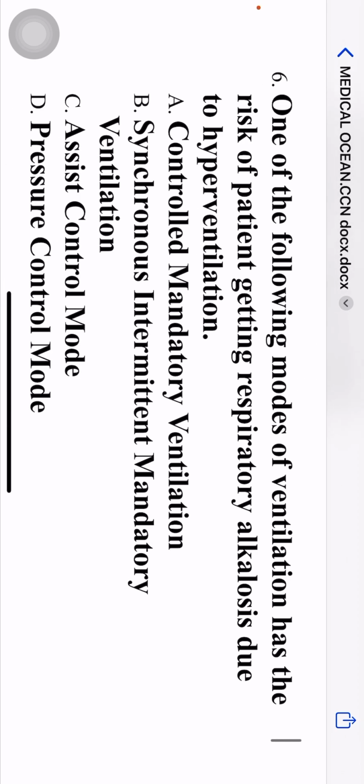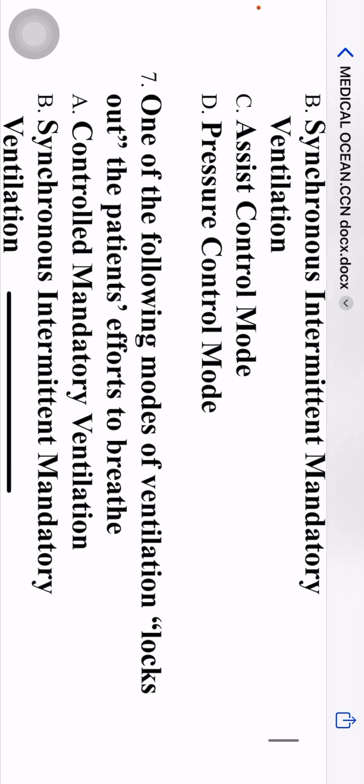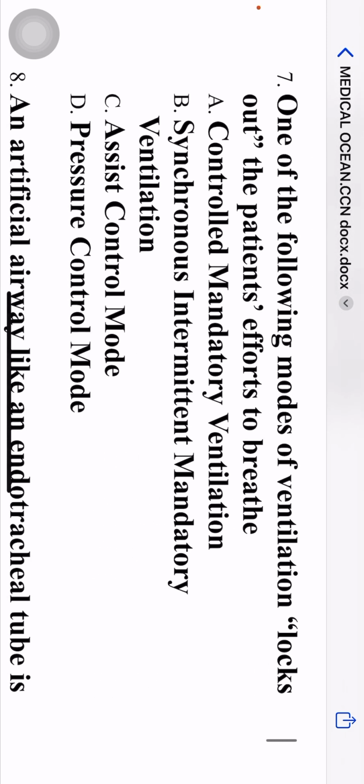Let's move to question number 6. One of the following modes of ventilation has the risk of the patient getting respiratory alkalosis due to hyperventilation. Controlled mandatory ventilation, synchronized intermittent mandatory ventilation, assist control mode, and pressure control mode. Which one of the following is correct? Assist control mode is the correct option.